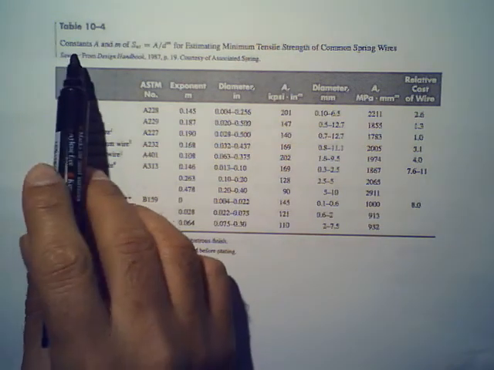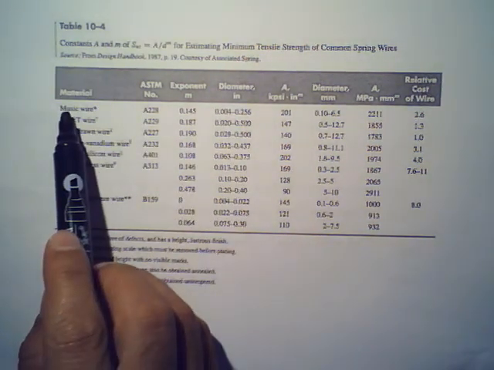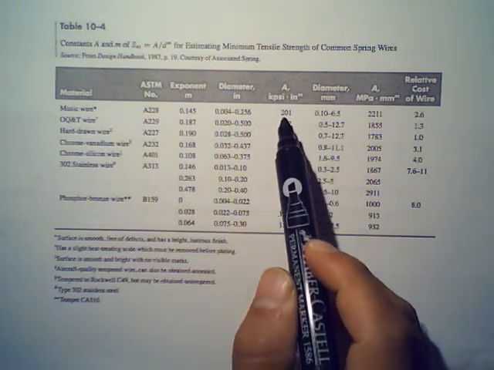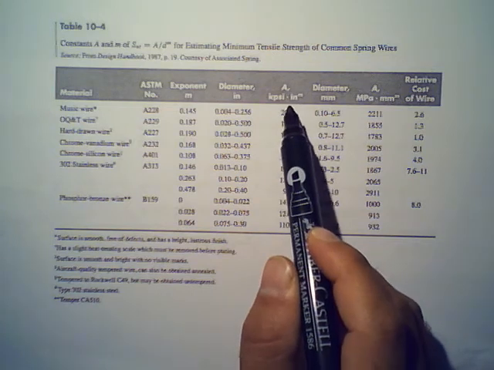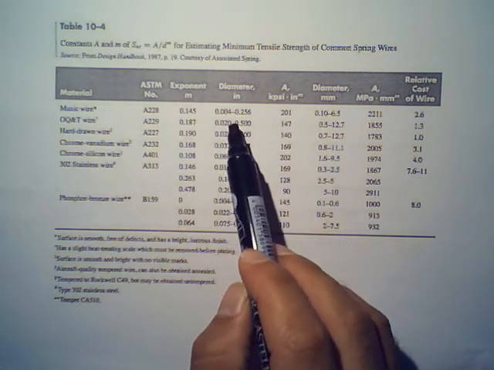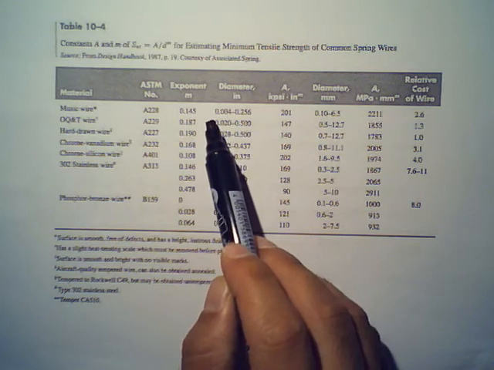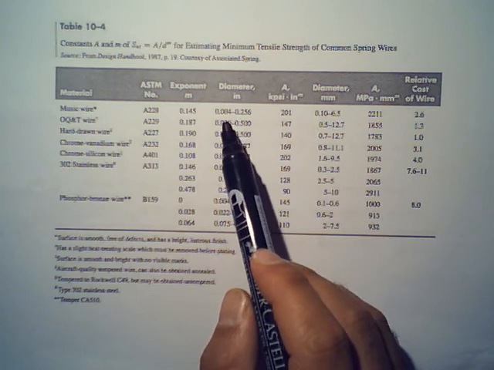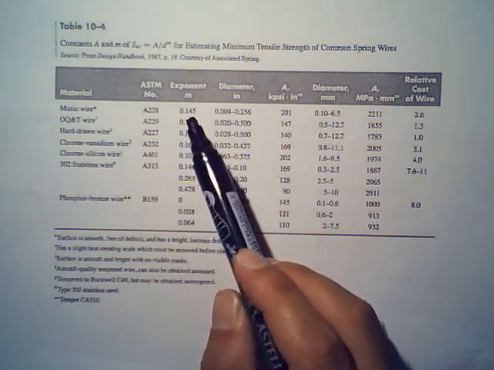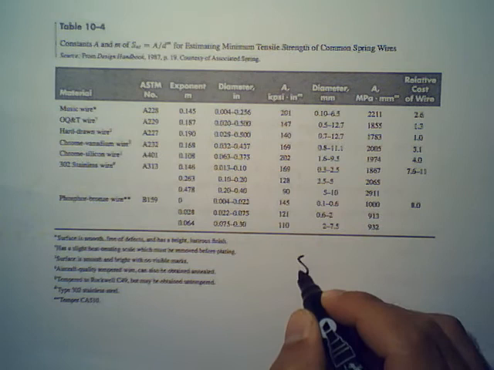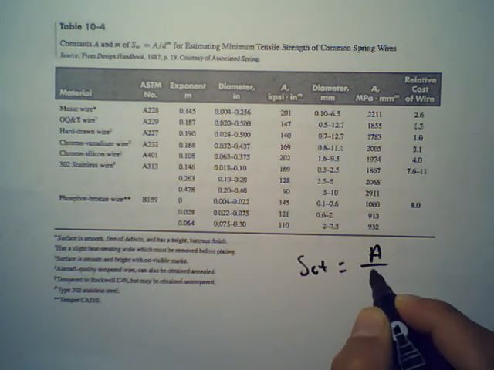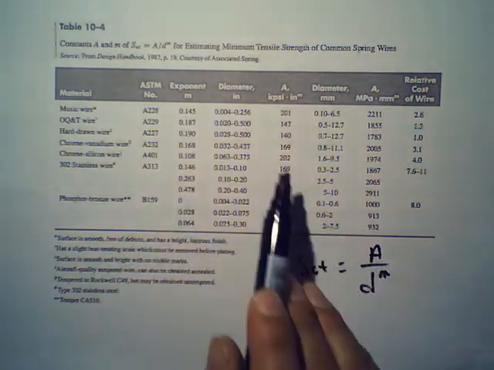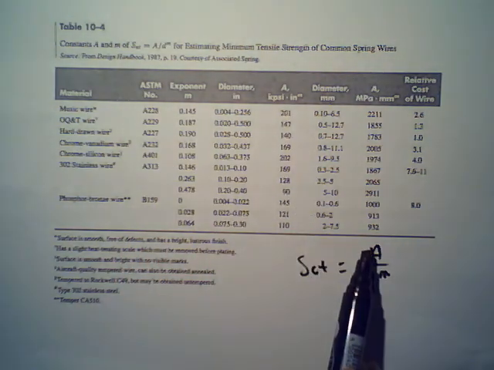This is the table, table 10.4 in my lecture notes, and you see music wire is on top. We have the exponent that you need. This is your A, and that is applicable for music wires which have a diameter between 0.004 inches to a quarter of an inch. This is the exponent that you are going to use because we said SUT was equal to A times d to the power M. So M is the exponent that you get from here, and A is right there.